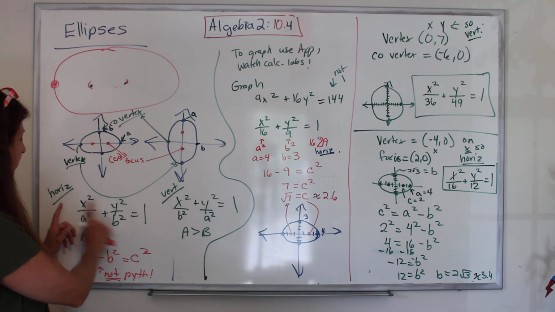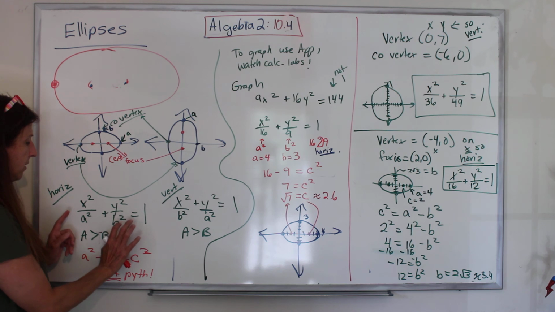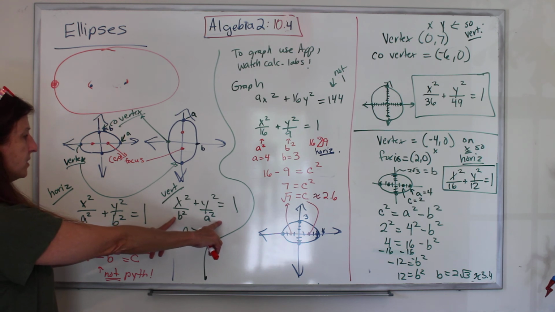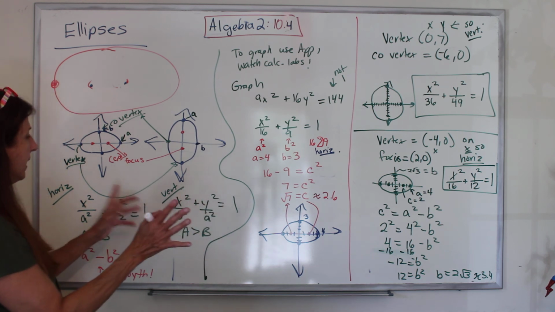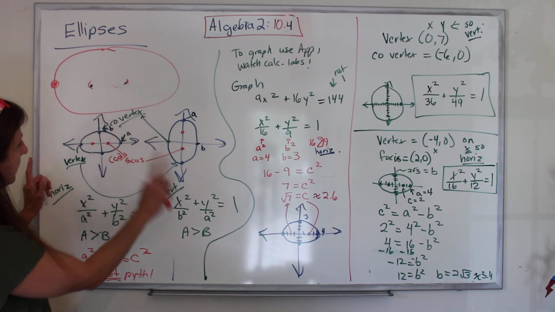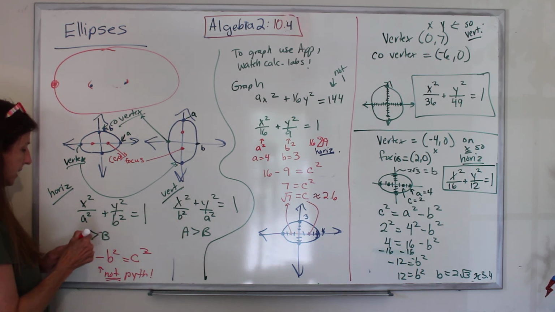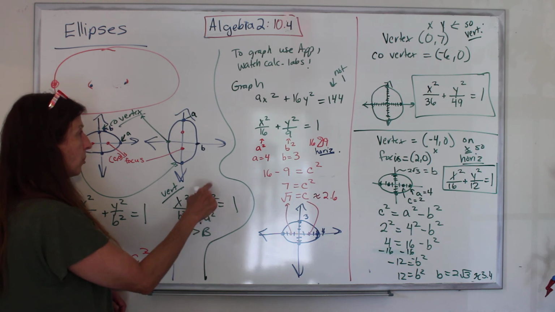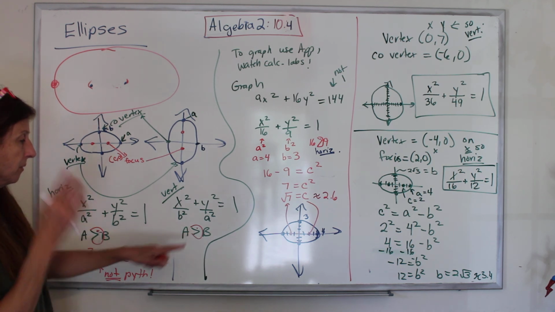The equation, if it's horizontal, is this: x squared over a squared plus y squared over b squared equals 1. Now, how do you know? If it's a vertical orientation, the b goes with x and the a goes with y. So the big difference is, A is bigger than B, no matter what. If A, the big one, goes with x, it's horizontal. If A, the big one, goes with y, it's vertical. Because Pac-Man wants to eat A. A is bigger than B.